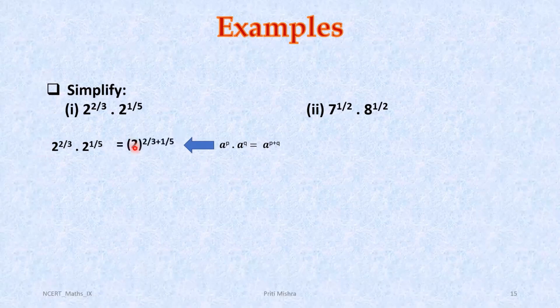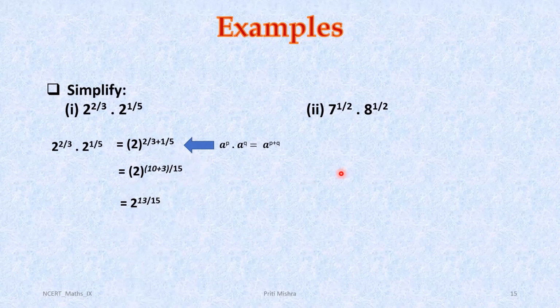So we can write 2 to the power 2 by 3 plus 1 upon 5. Now we will simplify the power. After taking the LCM, it will be 15 here. We are having the power 2 to the power 13 upon 15.